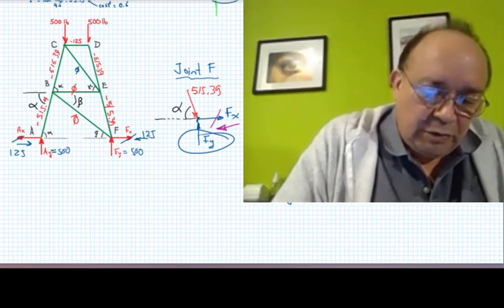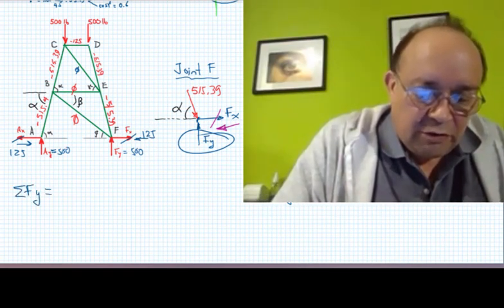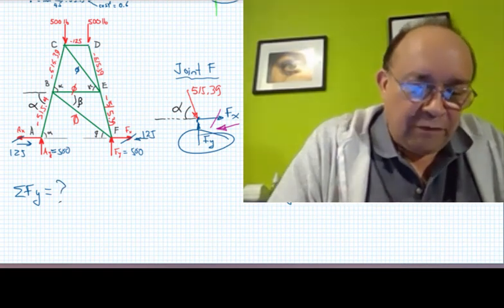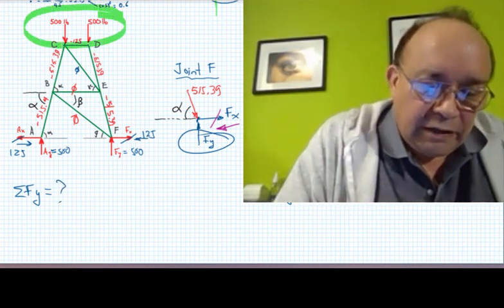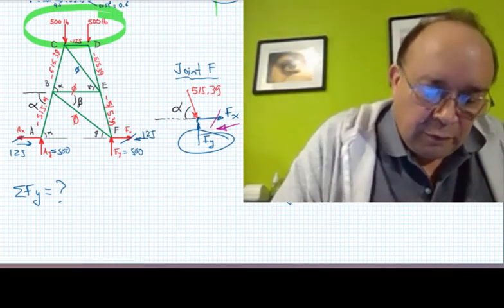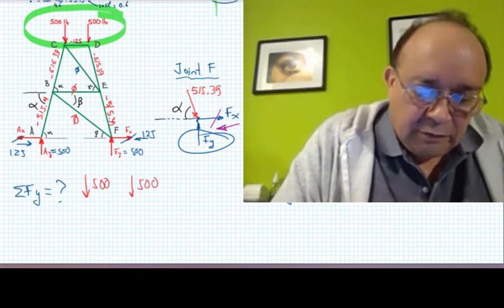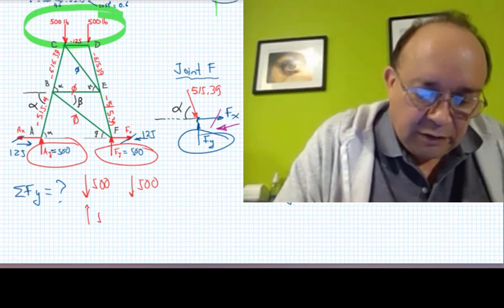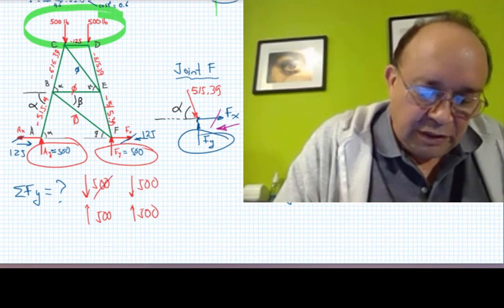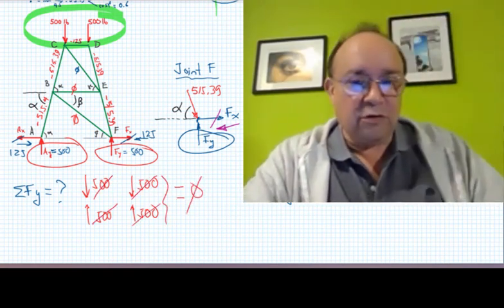If you do summation of forces in the y direction here, it has to be equal to 0, right? You have two forces of 500 going down, 500 going down, 500 going down, and you have two forces of 500 going up, 500 going up. So these balance each other, so this summation is equal to 0, so everything looks good.